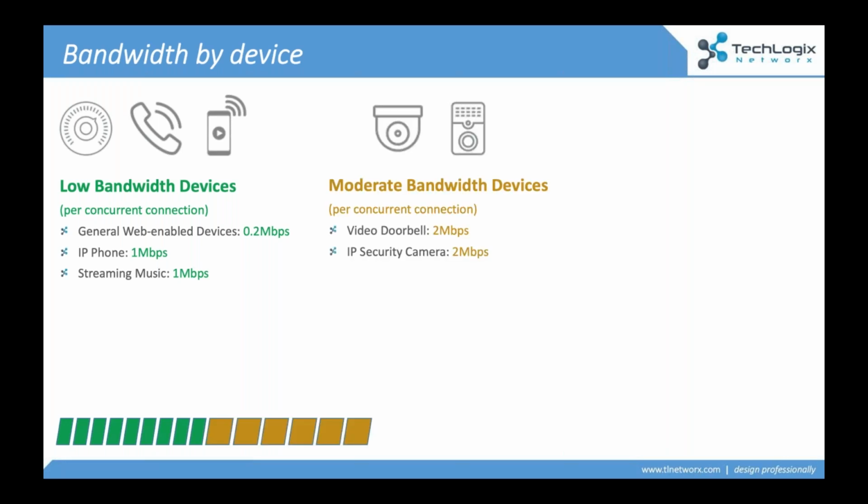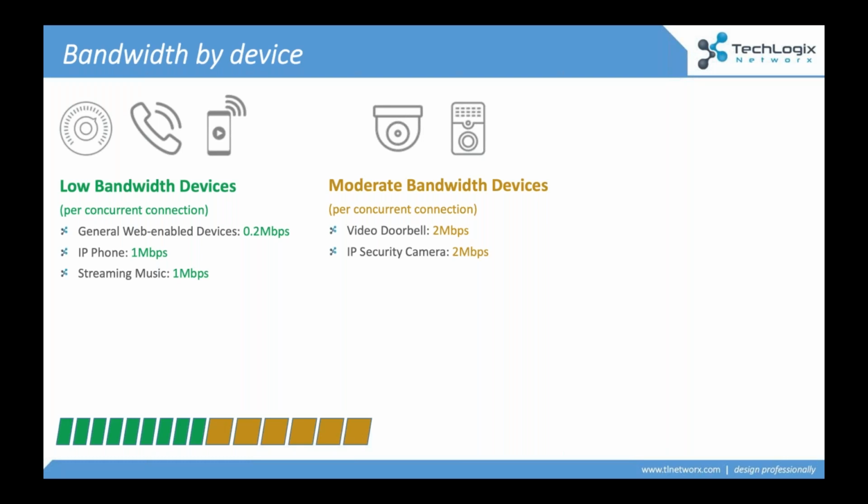IP phones start to ratchet that up, okay? Now we're moving audio. We're streaming music. On average, that's about 1 meg, okay? Now we start to talk about moderate bandwidth devices, video doorbells, security cameras. How many security cameras are we starting to see in residences, in commercial environments? Well, now we're moving video. And actually, in terms of the video intensity of a lot of these moderate devices, it's not terrible, about 2 megabit per second in terms of bandwidth per device.